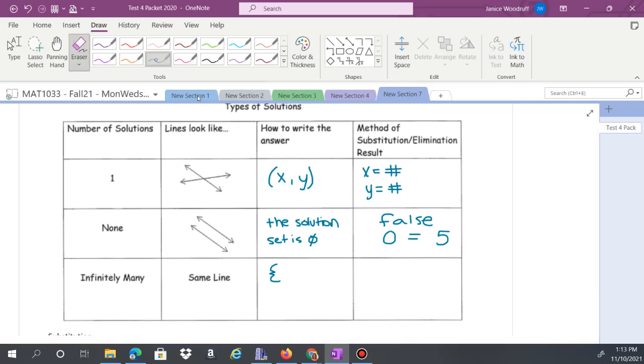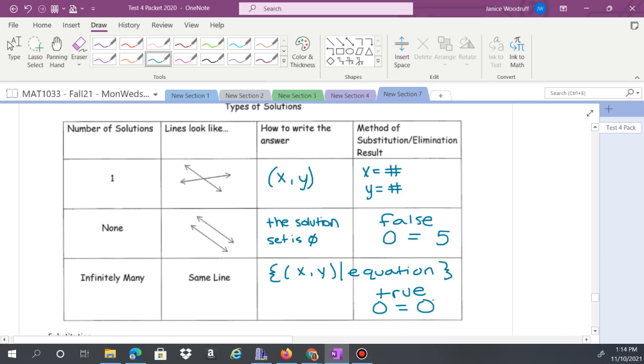Let me come back here. So, okay, curly bracket, parentheses, x, y, like that, then your line. And then it's just going to have the equation, the first equation in it. It's not going to have the word equation, it's going to have an actual equation in it. That is infinitely many solutions, the one that you would pick. And then algebraically, substitution or elimination, you're going to get a true statement. Everything's going to end up canceling out, and you're going to get 0 equals 0.